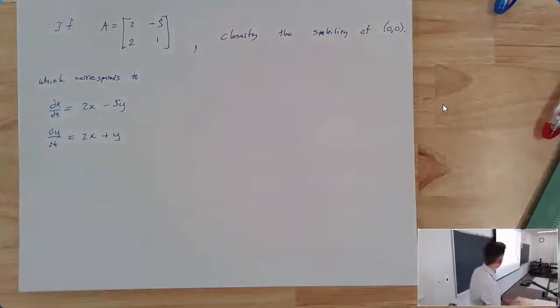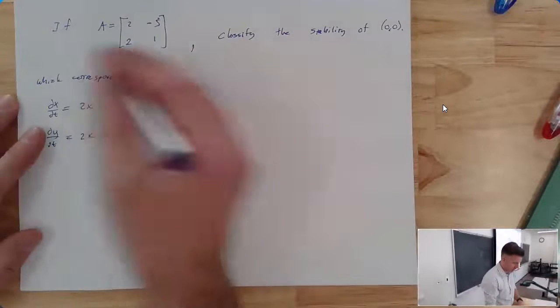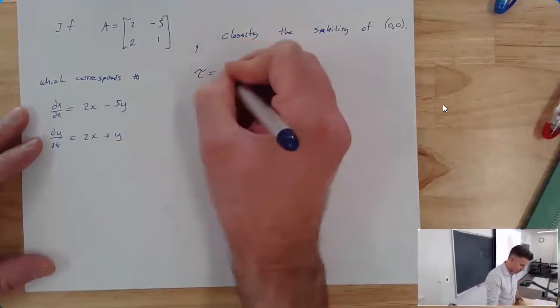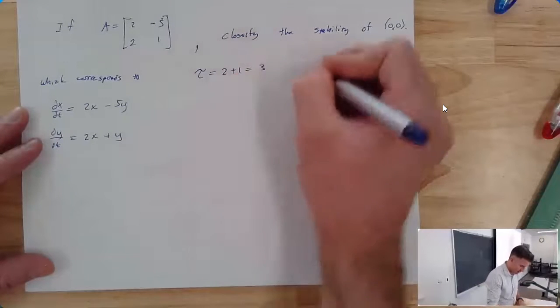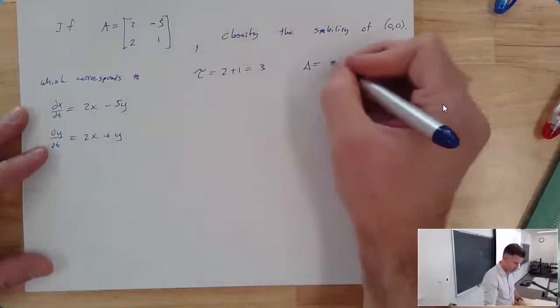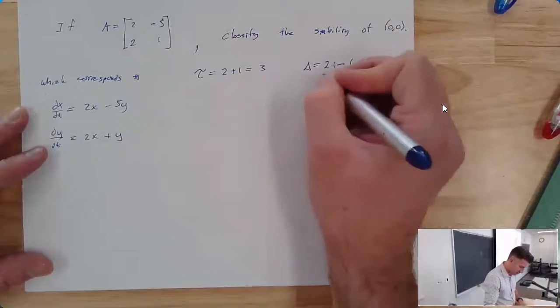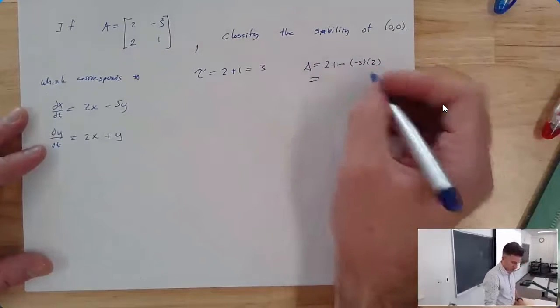Really our only job here is to find the eigenvalues. Once we find the eigenvalues, we're pretty much done. Actually, we're not quite done because there's one other thing, but we're almost done. So eigenvalues, I'm going to do it the other way. My trace is 2 plus 1. My determinant is 2 times 1 minus -5 times 2. It's 2 plus 10, which is 12.